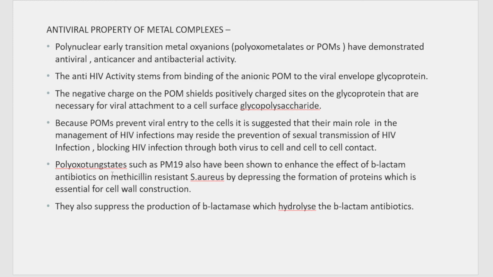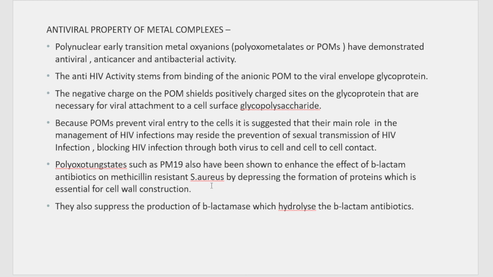One more is oxotungstates, which also show an effect. They enhance the effect of one of the antibiotics, beta lactam, on the bacterial strain S. aureus. How do they do that? This antibiotic is used against this bacteria, S. aureus, and the activity of this antibiotic is further enhanced by polyoxotungstates. This is one more antimicrobial property which has tungsten in the complex.